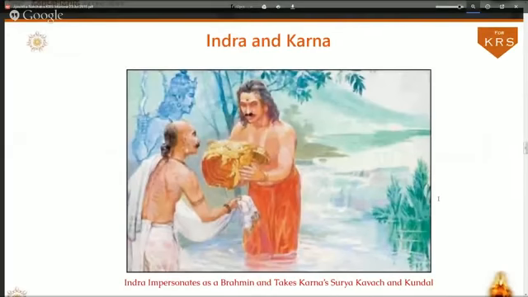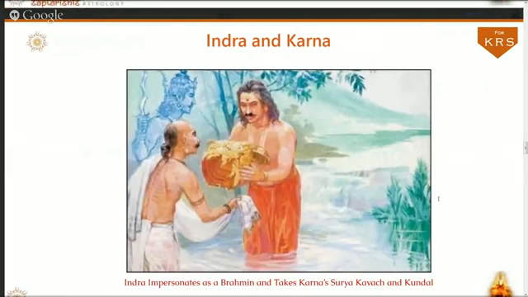Another mythology. I love this story. This is the story of Indra and Karna. Karna was the illegitimate child of Kunti and Surya Bhagwan, the sun god. He was abandoned because he was illegitimate. Because he was born of Surya Bhagwan, as a baby he had a natural kavach, called a Surya kavach, a golden armor for his body.